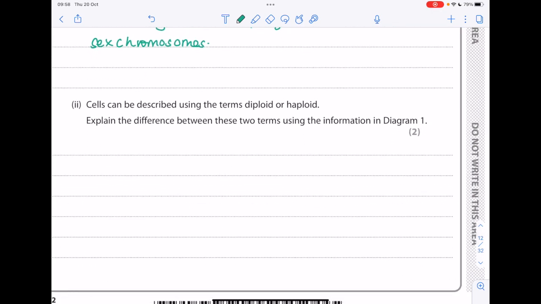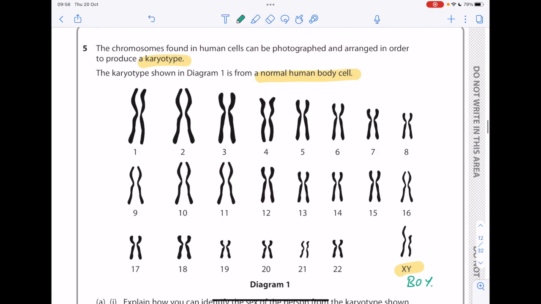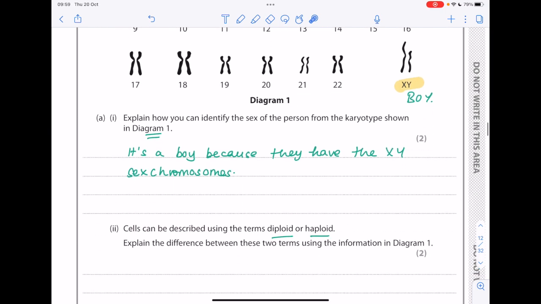Cells can be described using the terms diploid or haploid. Explain the difference between these two terms using the information in diagram 1. Let's have a look at what we've got going on here. We have diploid because remember, diploid means contains 2 sets of chromosomes. If it was a haploid diagram, there'd only be 1 set of chromosomes.